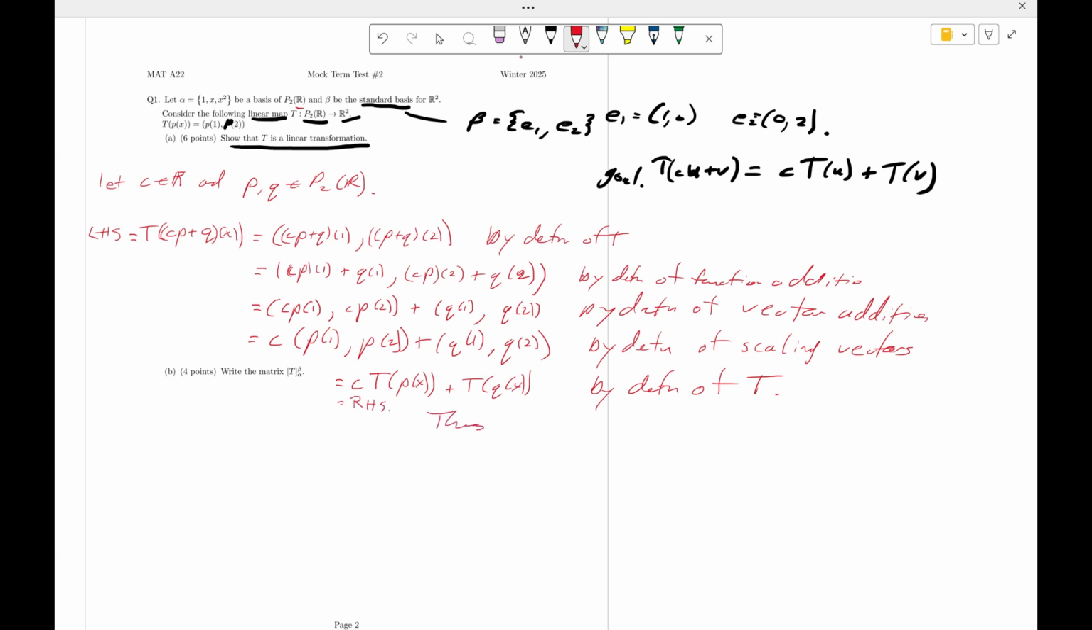Thus, T is a linear transformation. Not linear independent, linear transformation. Or in this case, because they used the word linear map, you might want to write linear map. Okay.